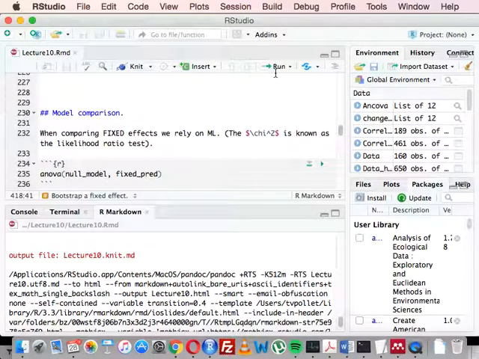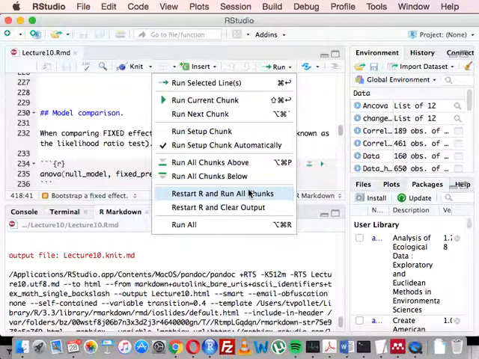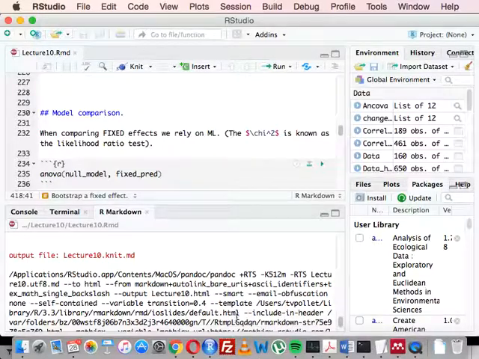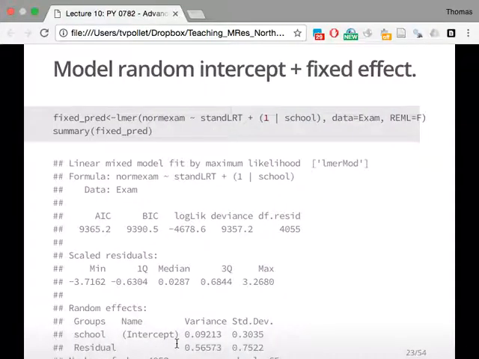So unfortunately some of the brackets keep on overrunning, but I'll see if I can in the meantime run this. See what it does. But we can sort of see what's going on here. In this case, we've just added a fixed effect. So we've replaced the 1, which was just the intercept for a null model, with stand LRT, and we've used +1 school for this random shift upwards or downwards. We again do REML is false because we might want to compare the models later.